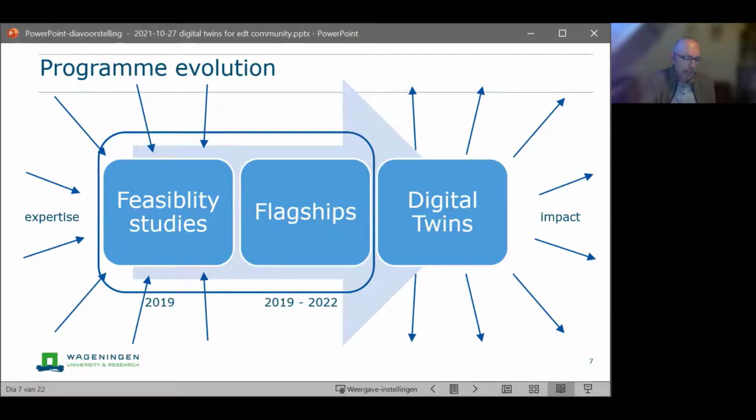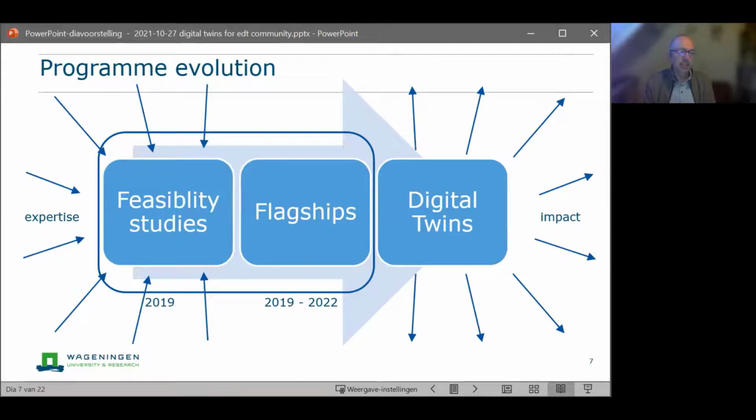There is also an idea behind the different phases in our program. As I mentioned, we started in 2019, and then we provided budget to different groups to perform feasibility studies. So we had a large number of studies, if I remember correctly, almost 30, and they all ended in a proposal for a flagship. From these studies, we selected 3 as the flagships. They are being developed now from 2020 until next year. So next year, 2022, will be the last year of this investment programs.